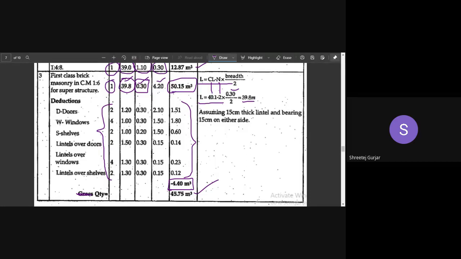So this is how simple your center line method is. It is very quick and it is very easy. But remember, this method is only easy when your section is the same throughout. Okay, so you can copy this down.